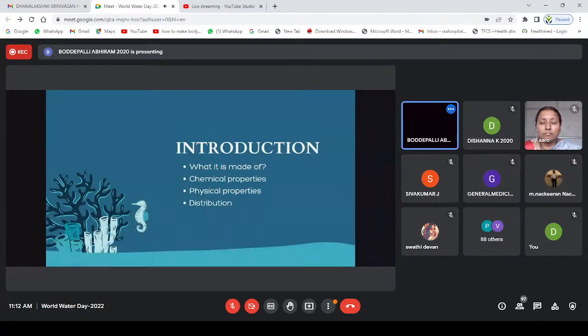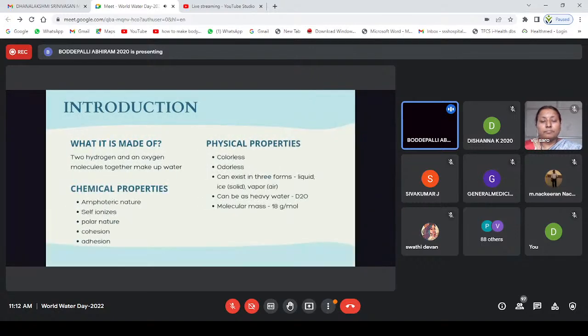As we know, water is made up of 2 hydrogens and 1 oxygen atom, and it has various chemical and physical properties that make it very important. The amphoteric nature, the self-ionizing nature, and polar nature provide a very important basis to the importance of water.